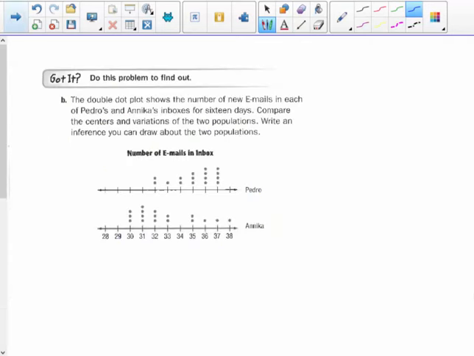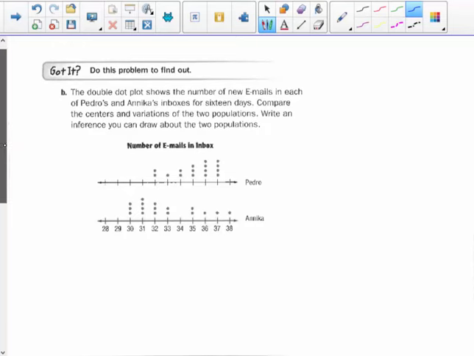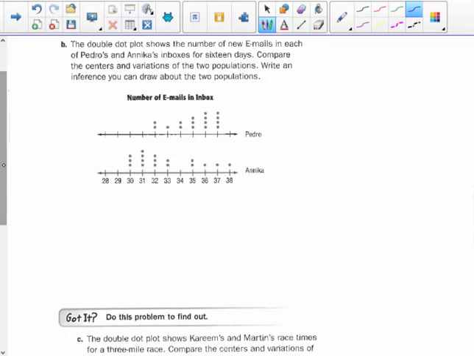The double dot plot shows the number of new emails in each of Pedro and Annika's inboxes for 16 days. Compare the centers, mean, median, and mode, and their variations of the two dot plots. Write an inference that you can draw about the two populations. So I'm going to let you answer this question. You can find for the centers, I would just find, instead of mean, median, and mode, just find median. So find median for this, compare their medians, and compare their dot plots. So their variation, how spread are they, and make a conclusion or an inference.